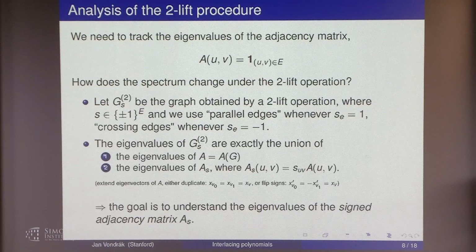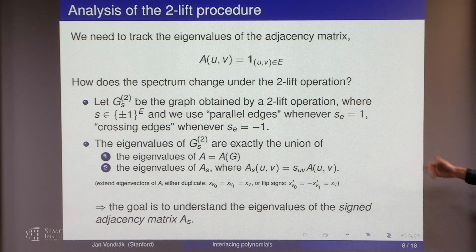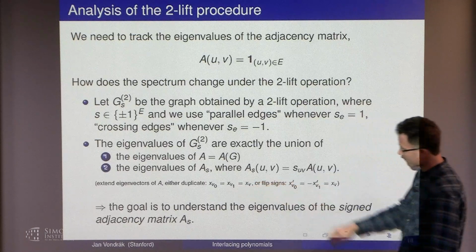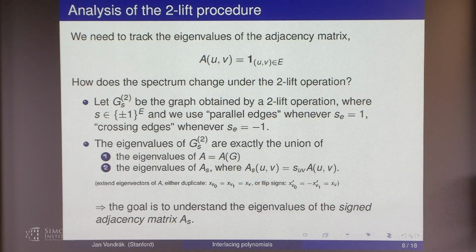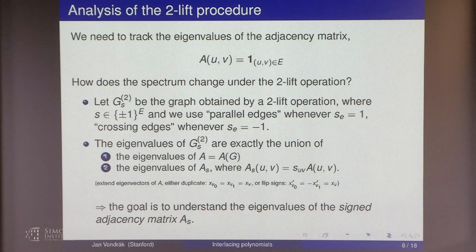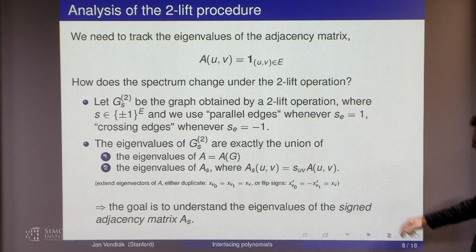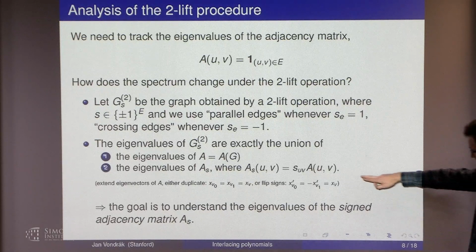But this is pretty easy to see, because you can take any eigenvector of the original graph, and either you just duplicate the coordinates, you put the same value on each of the new vertices, or you add a minus sign to one of the two clones. So this produces 2 vectors, which are actually orthogonal. When you look at the eigenvalues, these will just inherit the eigenvalues of the previous graph. And these eigenvectors will be the eigenvectors of the matrix AS, the signed adjacency matrix. So these will produce the new eigenvalues.